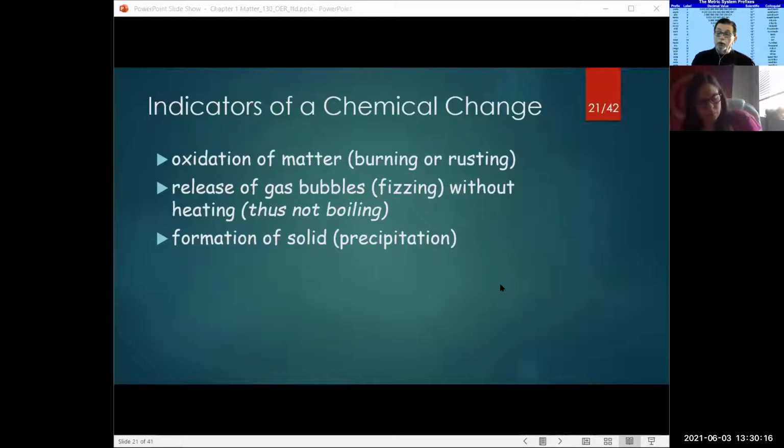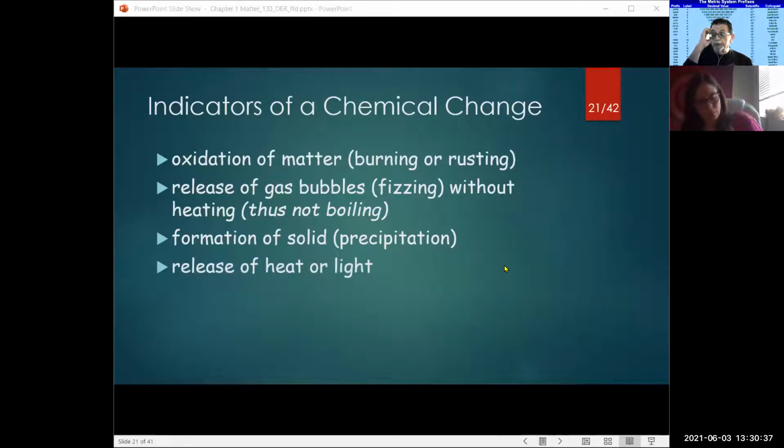So you might get gas bubbles with no heat, not boiling, but just room temperature, ambient temperature bubbling. Or you may get what's called a precipitation reaction. That is, you have 2 liquids that are clear, and you mix them together and boom, you got a solid that occurs. A precipitation reaction. That's a good indication of a reaction.